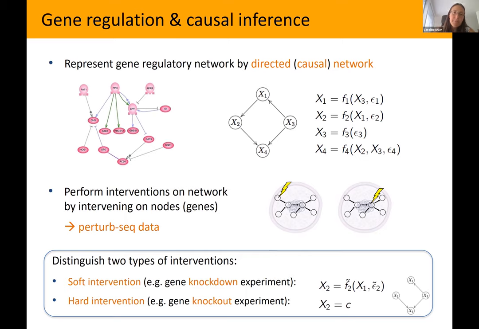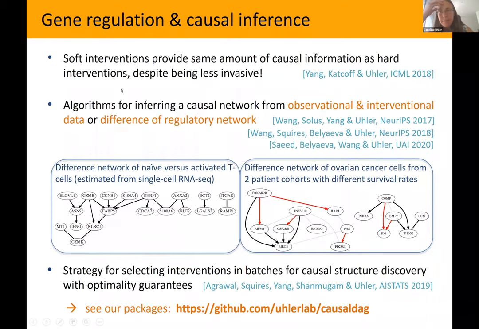So first of all, in terms of experimental design, I think this is an interesting insight, which was maybe not so clear before in genomics. Since these hard interventions are so much more invasive, if you think about how many knockouts you can perform in a single cell without the cell dying, it's usually not too many, because it's so invasive. However, these knockdowns, you can actually perform quite a few if you don't perturb the genes too much.